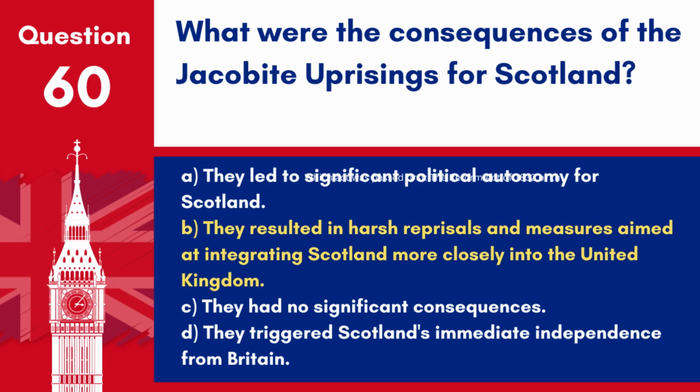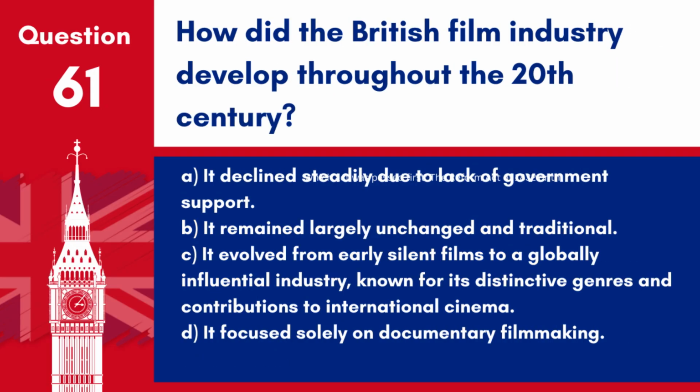Answer: B. They resulted in harsh reprisals and measures aimed at integrating Scotland more closely into the United Kingdom. The Jacobite uprisings, particularly the last major uprising in 1745, ended in failure, which led to punitive actions by the British government, including the suppression of the clan system and the integration of Scotland into the British economic and political system more fully. Question 61.